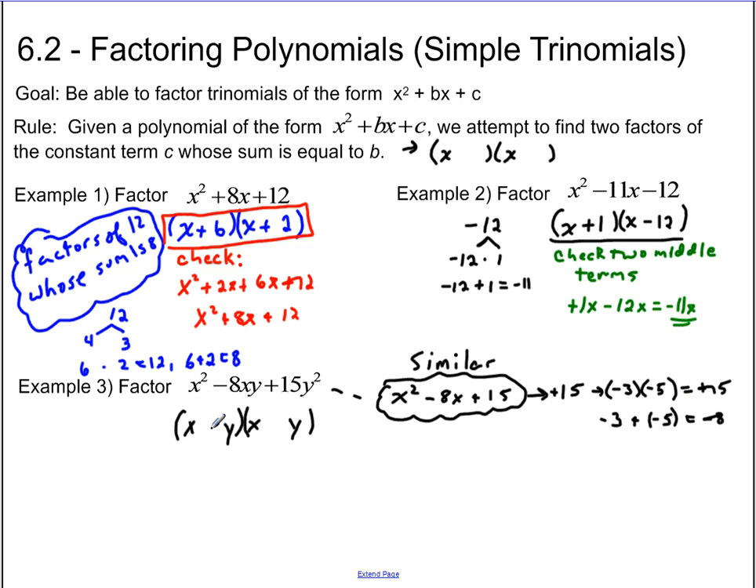And so sure enough, if this factors as x minus 3 times x minus 5, then our more complicated problem will factor in a very similar fashion, except it'll be x minus 3y and x minus 5y. That's our factorization. More in the next video.